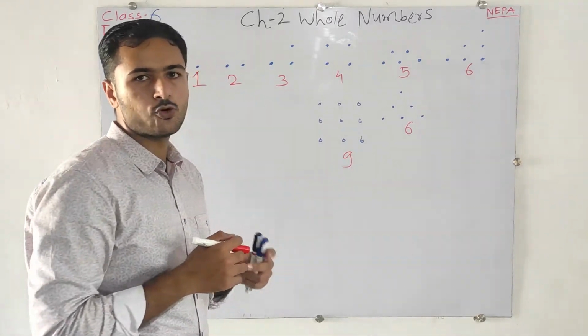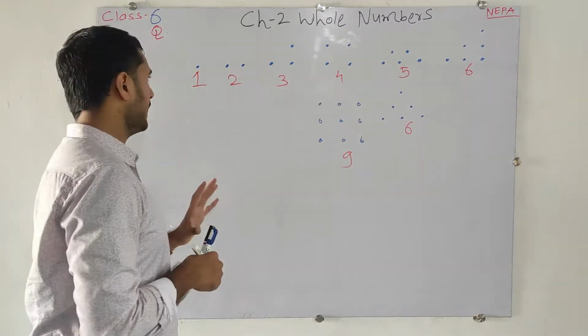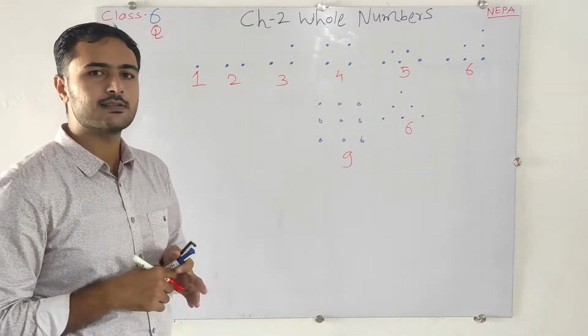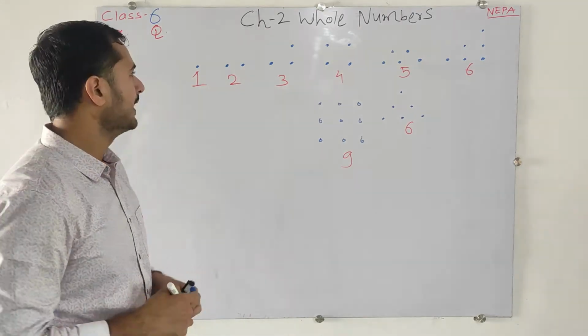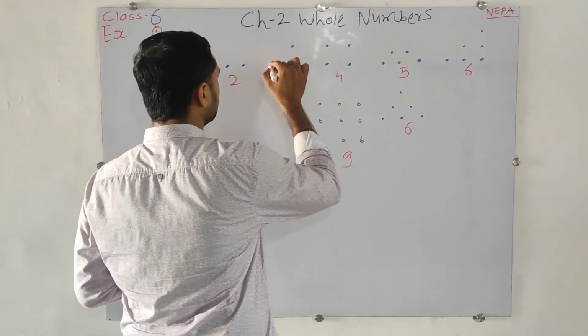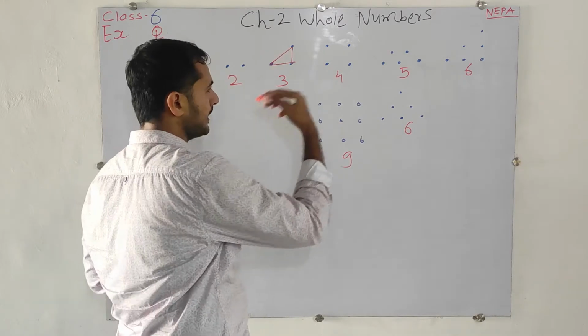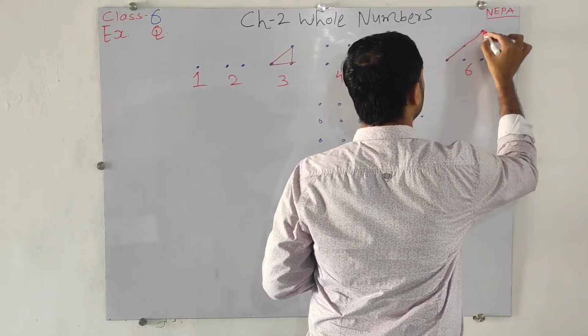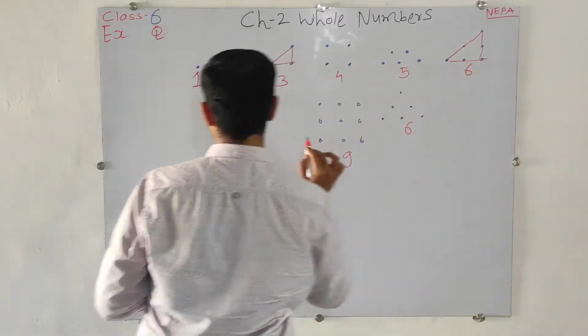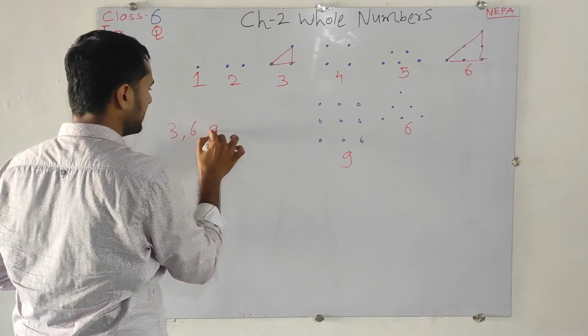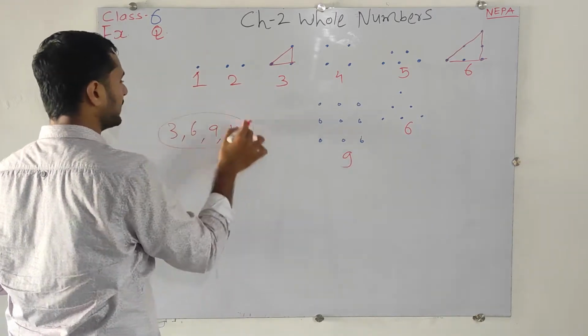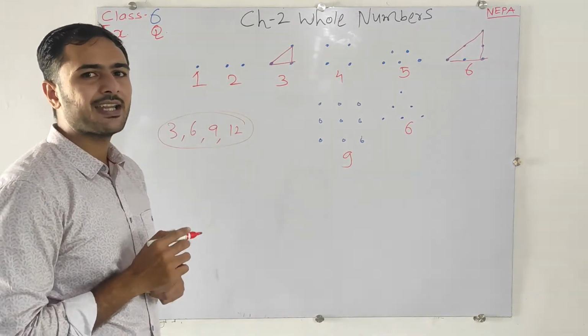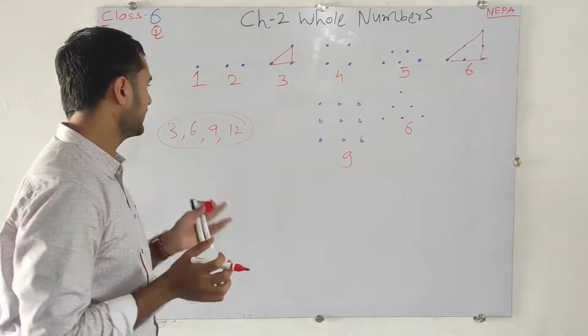So this is actually the dot pattern. We represented the numbers with dot patterns. Now what is the different thing here? If you see the 3, that is a triangle. As well as here 6, that is also a triangle. It means with 3, 6, 9, 12, the multiples of 3, we can construct the dot patterns for triangles with these numbers.